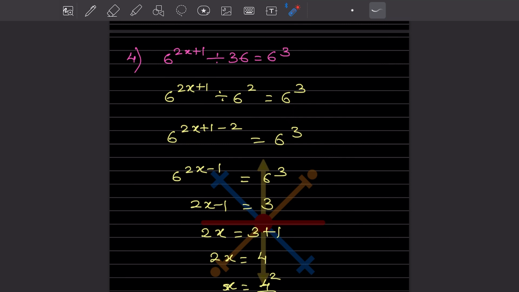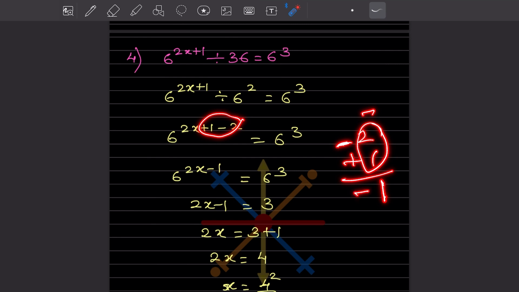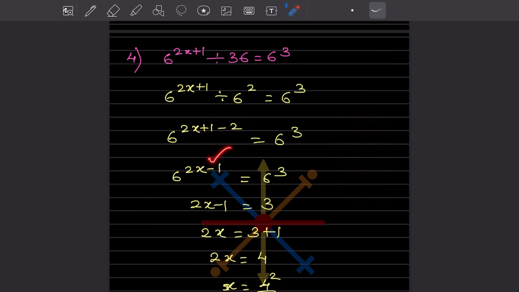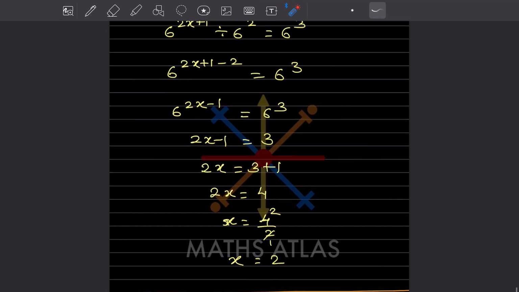So now let us take the like terms, 2x as it is, minus 2 plus 1. So this is going to be subtracted. This will be 1, with the bigger number's sign, minus 1. So this is minus 1. Now again the base is the same, so the exponents should be the same. So we'll write the exponents as they are. Now let us take x on one side. 2x is here. 3 is already over here. This minus 1, when it goes to the other side, will become plus 1. So now 2x is 4.